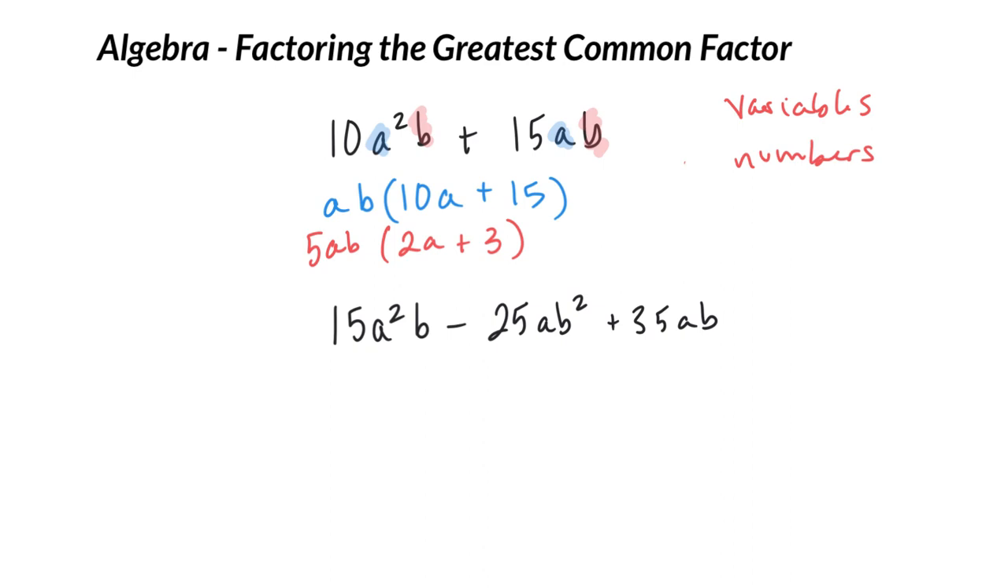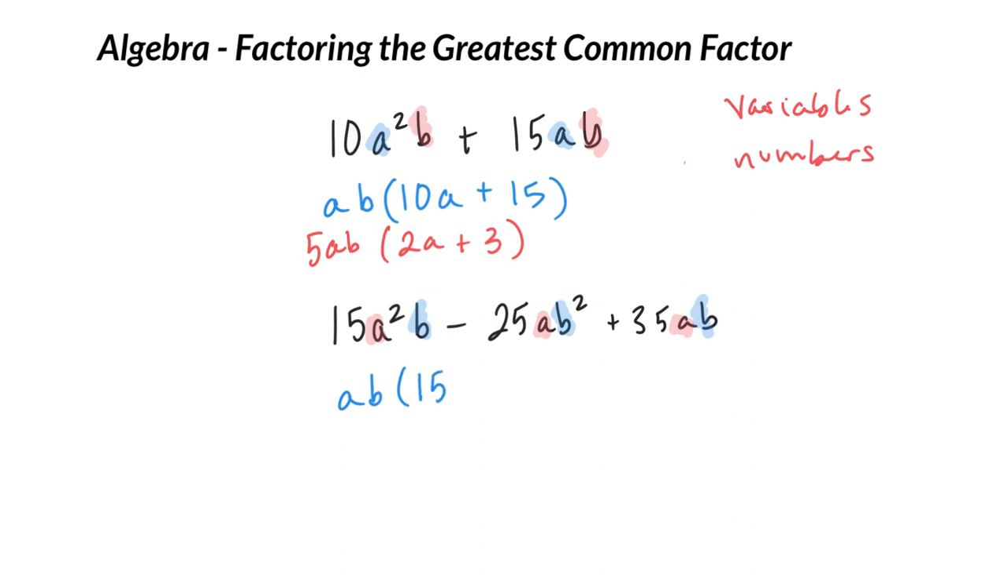All right, next, let's look at this one. It's got a lot of stuff going on here. Let's start. Every term has an a. That first term has an a squared, but every term has at least an a. So let me pull an a out. Next up, every term has at least a b. This one's got a b squared, but at least just a b can be pulled out of everything. So let's start with that.